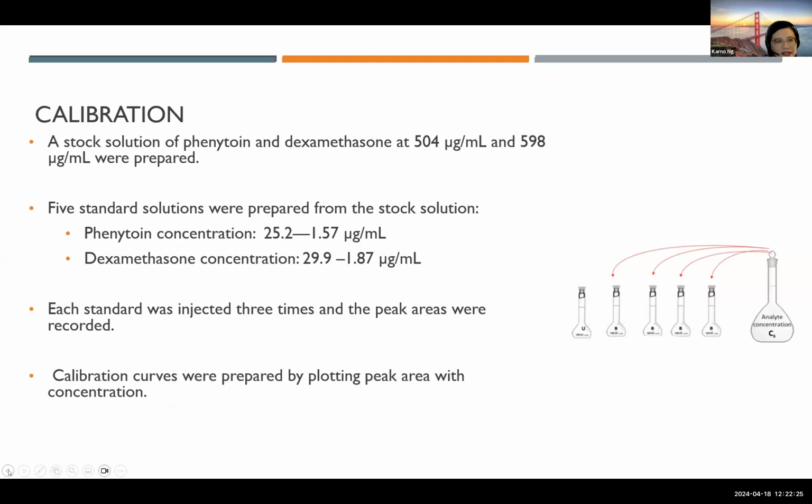In order to test that our detection is in a good linear range, we first establish the calibration curve. We do that by preparing stock solutions of phenytoin and dexamethasone, and then we prepare 5 standards. Each standard was injected 3 times, and then the peak area is recorded.